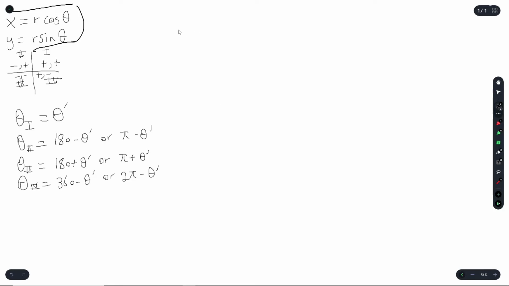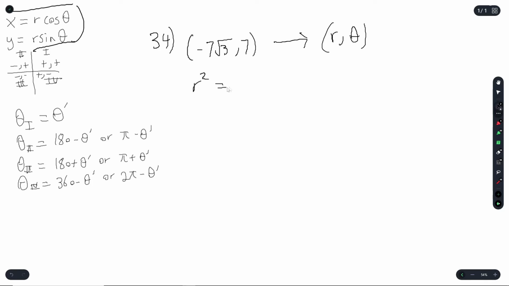Okay, next let's do question 34 in the book. Here they're asking us to convert negative 7 radical 3, 7 into polar coordinates. We're going to use r squared is equal to x squared plus y squared to get r first. So first we're going to get r and then we'll get theta.